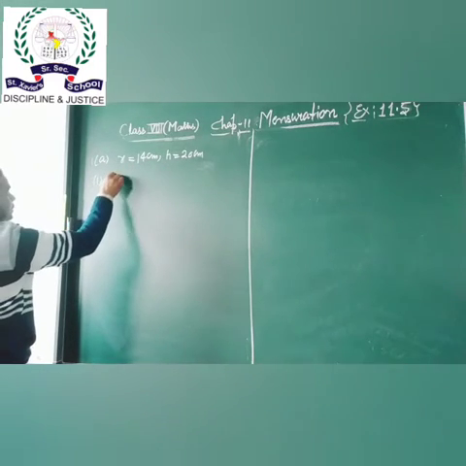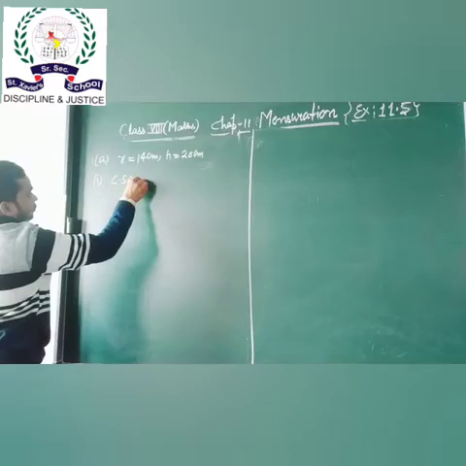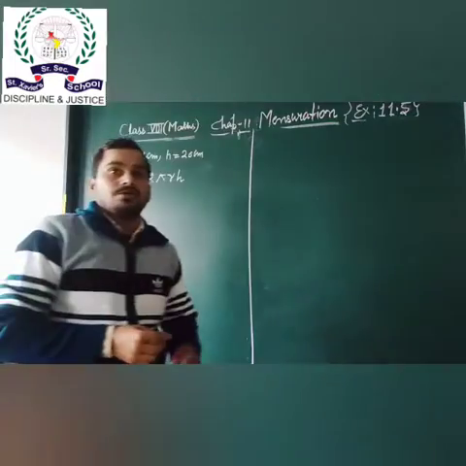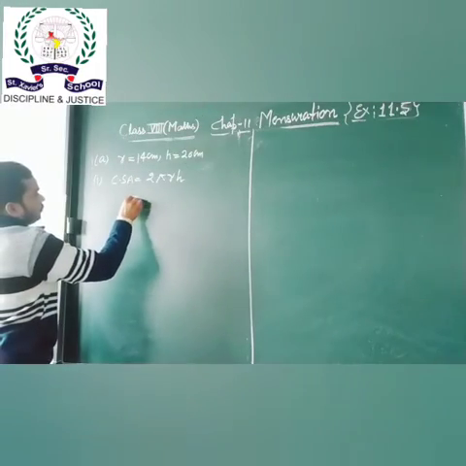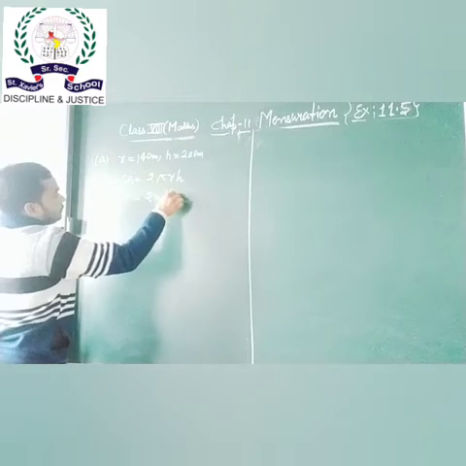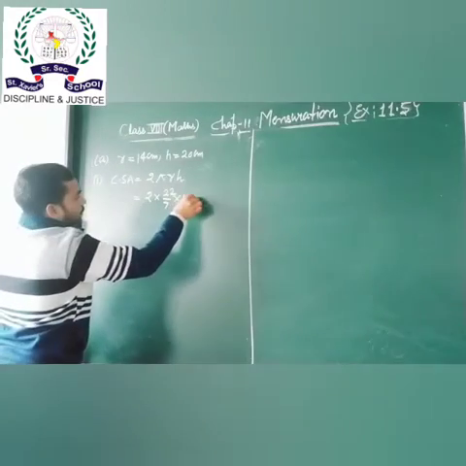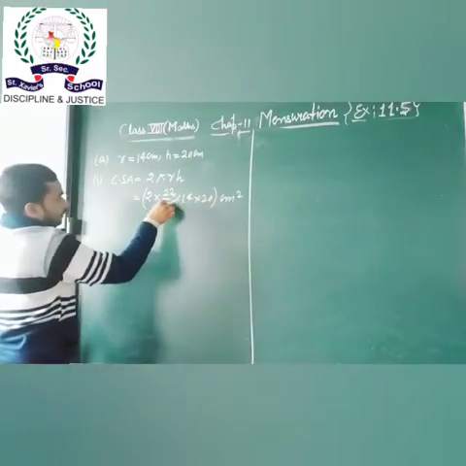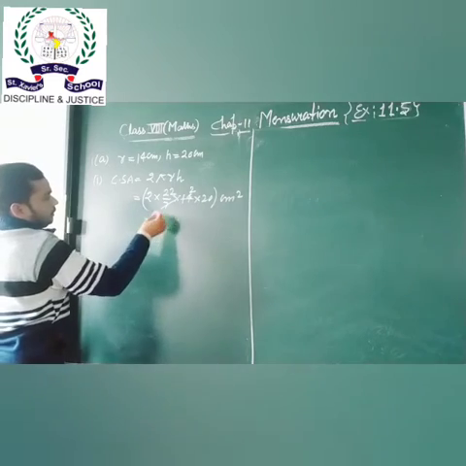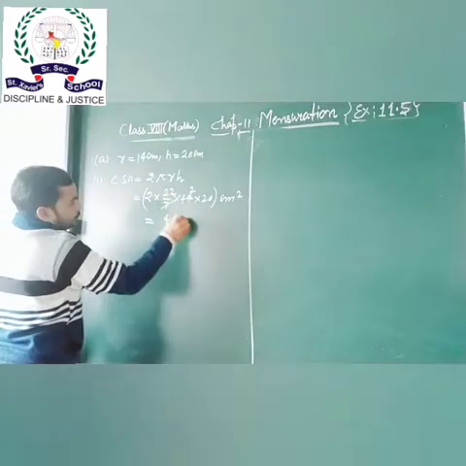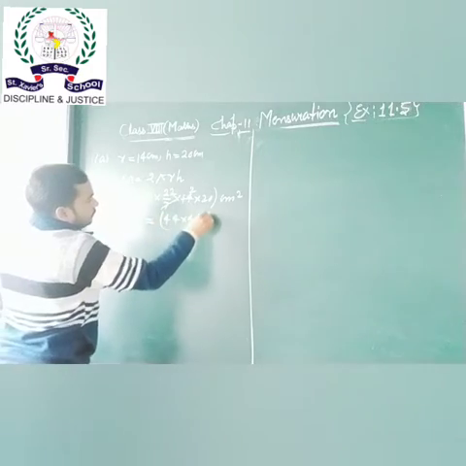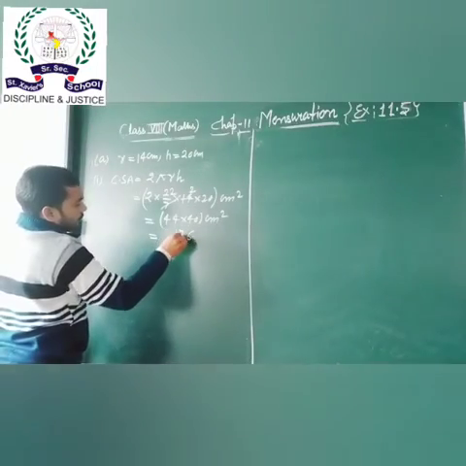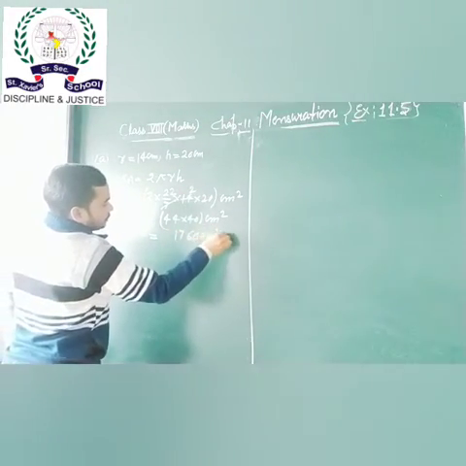So first we find the CSA, or lateral surface area, of the cylinder, that equals 2 pi r h. So 2 into 22 upon 7 into 14 into 20 centimeter square. 7 into 14 leaves 2, then multiply 22 by 2 to get 44. 44 into 40 centimeter square is 1760 centimeter square.